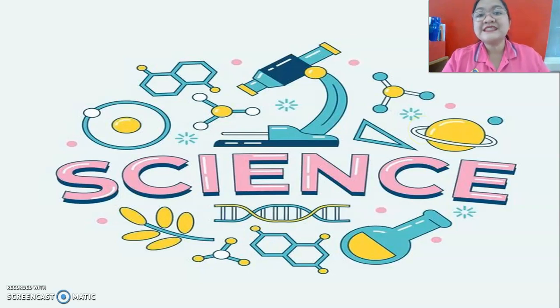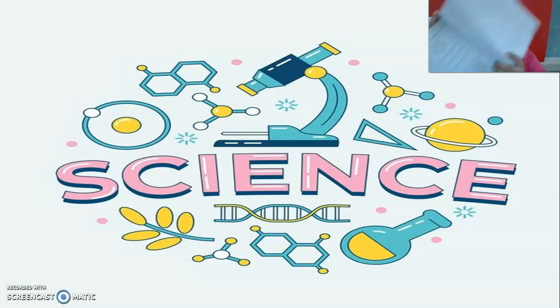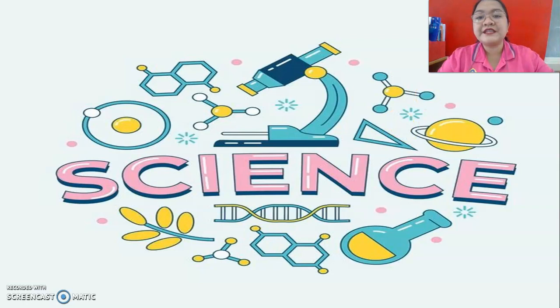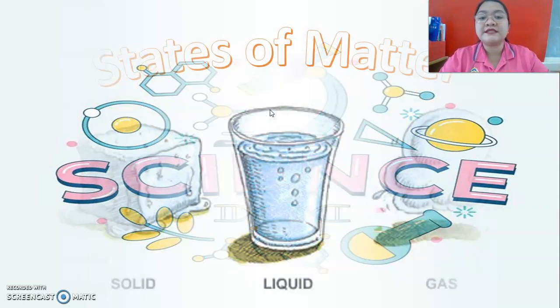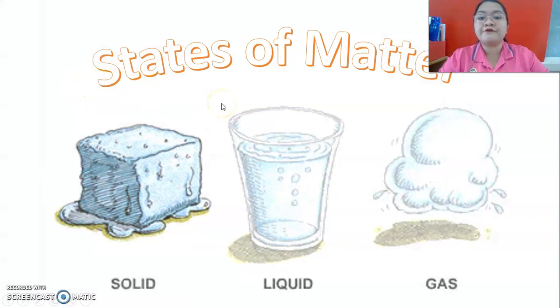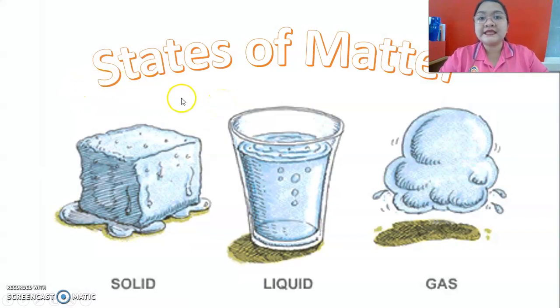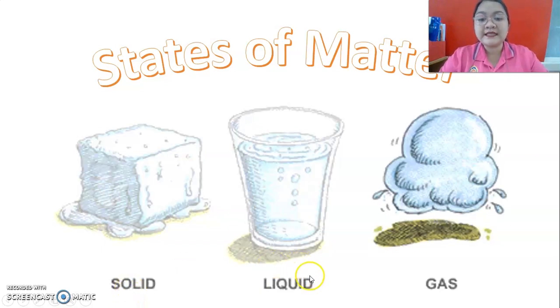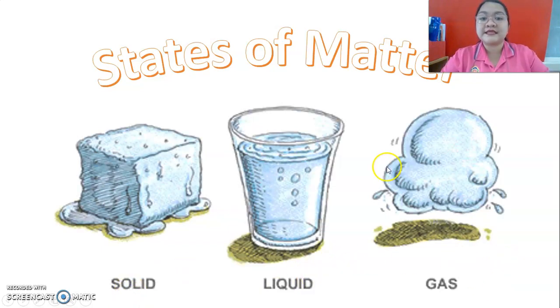Today we're going to learn science. Please get your workbook and open it on page 54 and 55. Are you ready? Let's start. For today, we're going to continue our lesson about the states of matter. Again, in states of matter, we have three. We have solid, liquid, and gas.